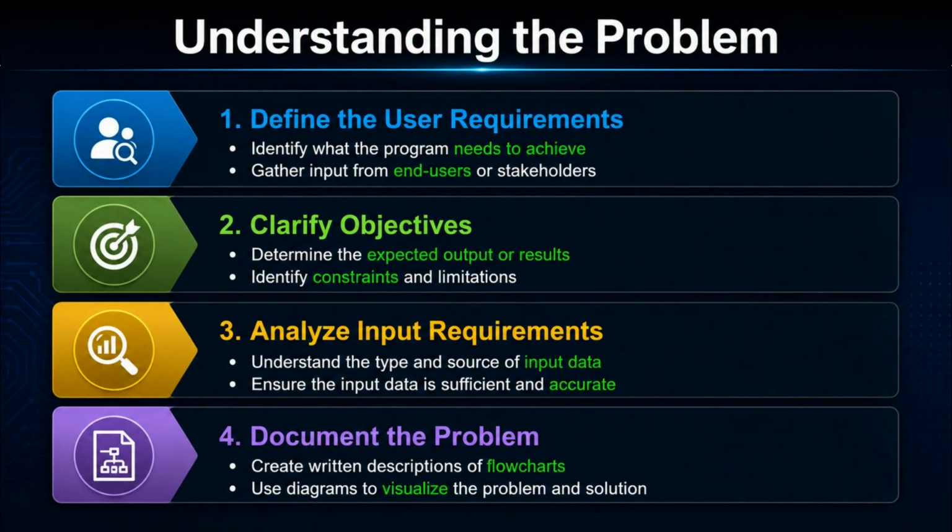Understanding the problem is step 1 of the development cycle. Define the user requirements by identifying what the program needs to achieve and gathering input from stakeholders. Clarify the objectives, the expected output, plus any constraints. Analyze the input requirements to make sure the data you'll receive is sufficient and accurate. And document the problem with written descriptions and diagrams to visualize it.